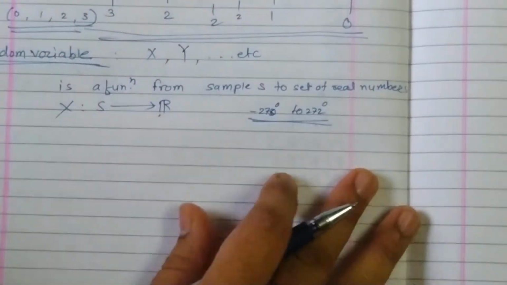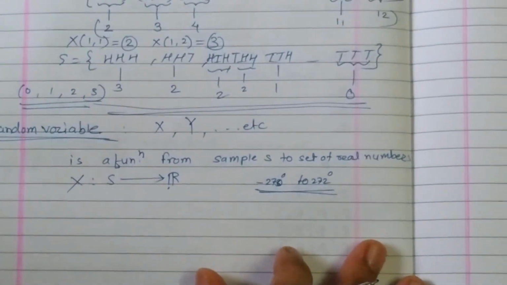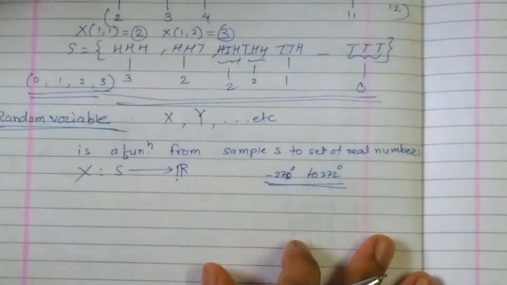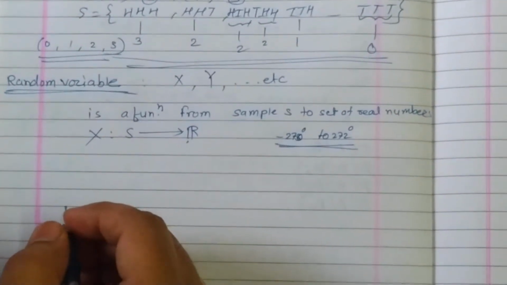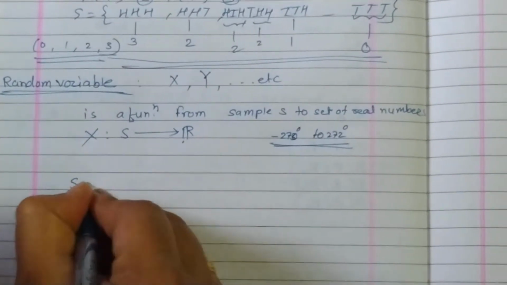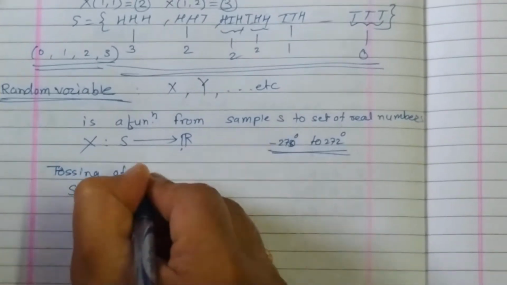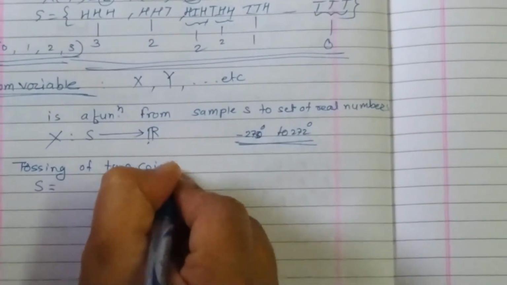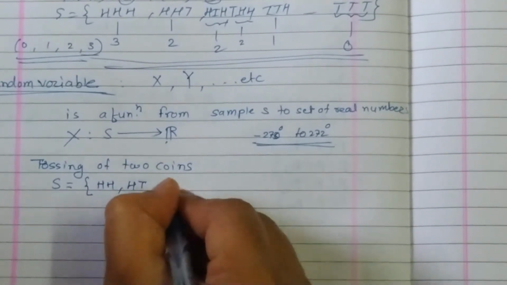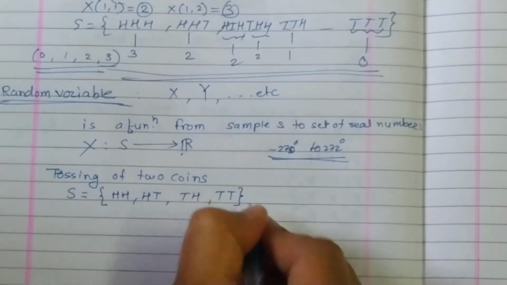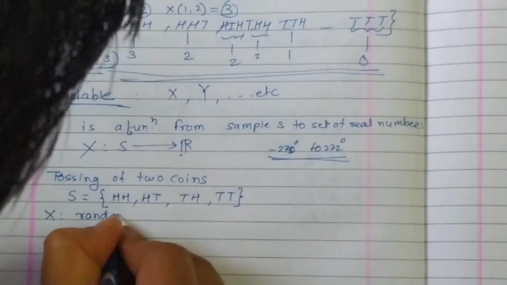So let's take one example again, and see what different random variables we can define on a particular sample space. Okay, so consider a random experiment of tossing 2 coins. My sample space S is HH, HT, TH and TT. Okay, now capital X be my random variable.